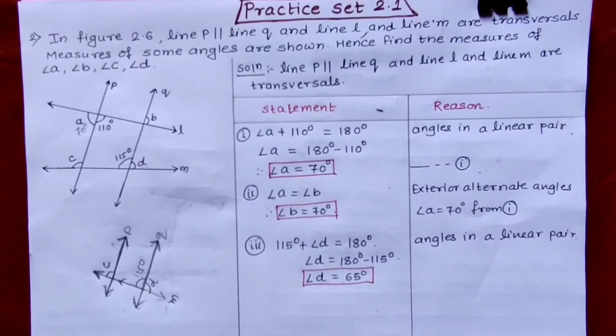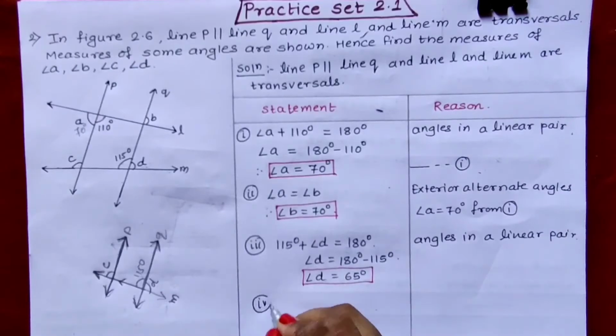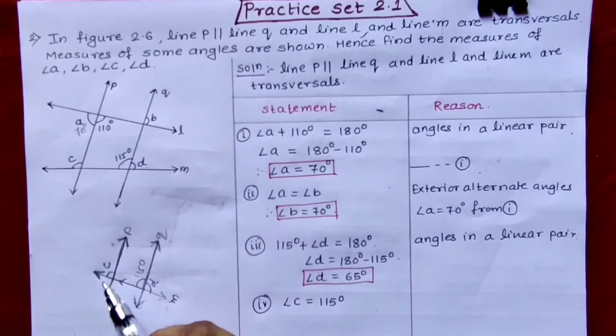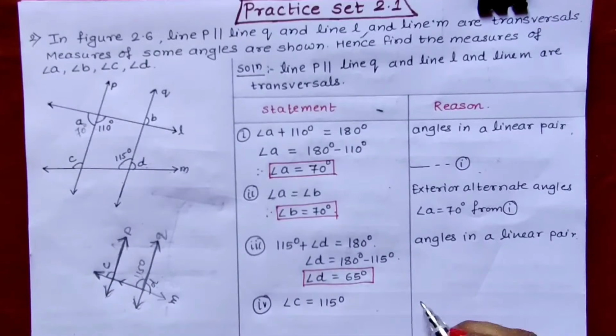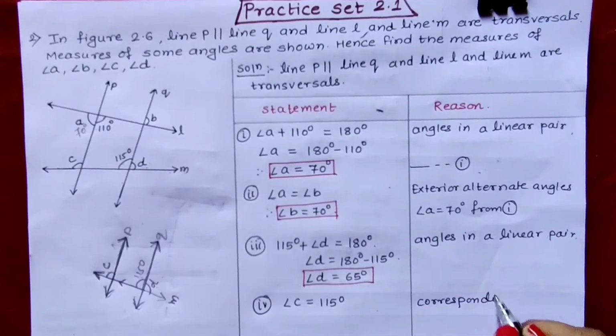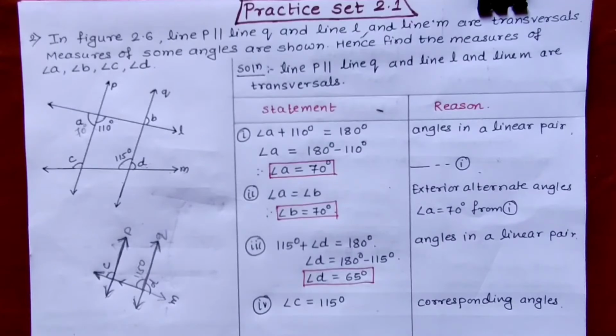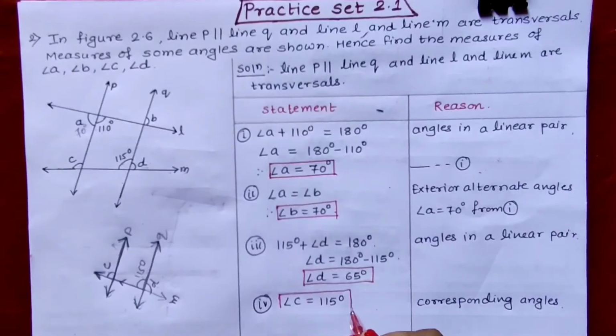So we will be writing fourth one, angle C is equal to 115 degree. Directly we have got the answer, C is equal to 115 degree, because they are corresponding angles. Or if you want, you can write property of corresponding angles like this, but only if you write corresponding angles it also can be done. So it is C is equal to 115 degree because they are corresponding angles.